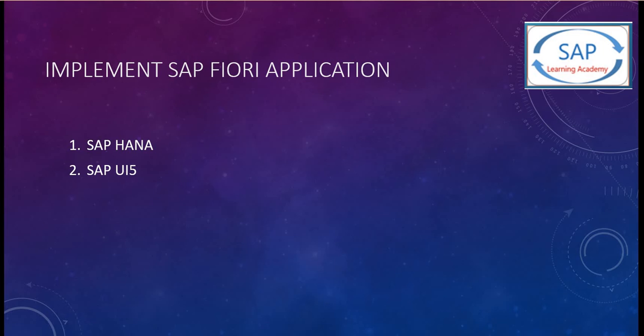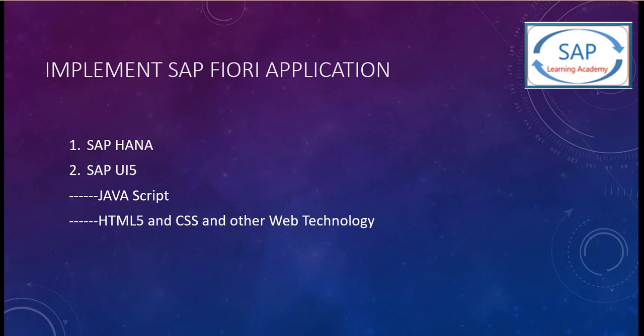Then we have this development kit called SAP UI5. SAP UI5 is a development kit or framework where you are going to build your Fiori application. In order to build the application, you need to know a few programming languages like HTML, CSS, JavaScript, and other web technologies. You need to have information about these common programming languages in order to work with this SAP Fiori application, and that is needed in SAP UI5.